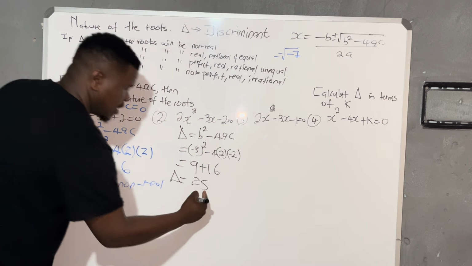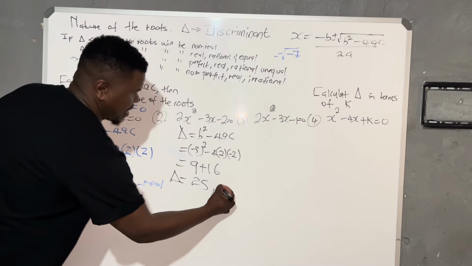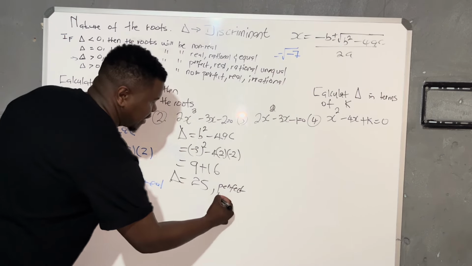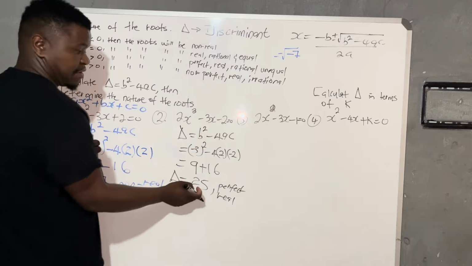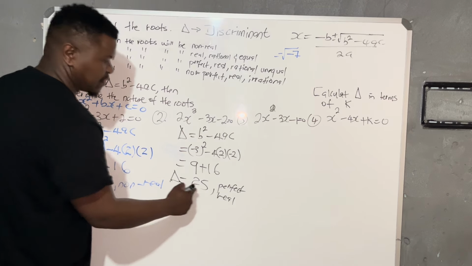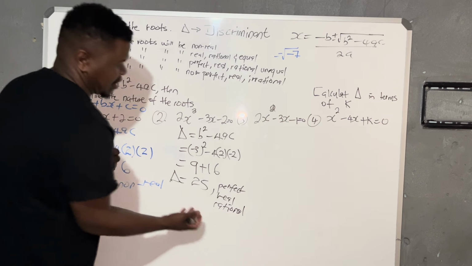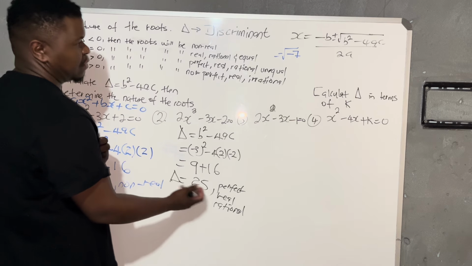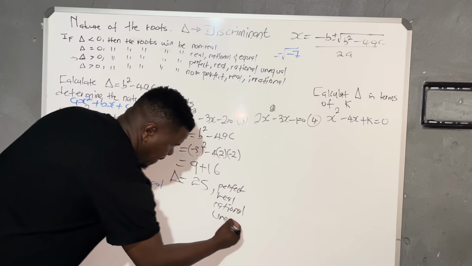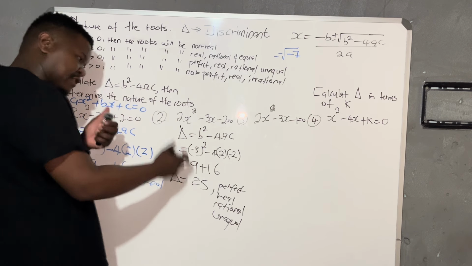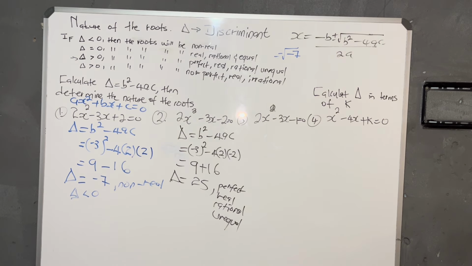So when I say nature of the roots, it is real because it's positive. It's a perfect square. It's rational as well, because we can get a square root for this, which is 5. And it's unequal, as long as it's not 0. That is the nature of the roots. Nothing more, nothing less. Now, let's check the second one.